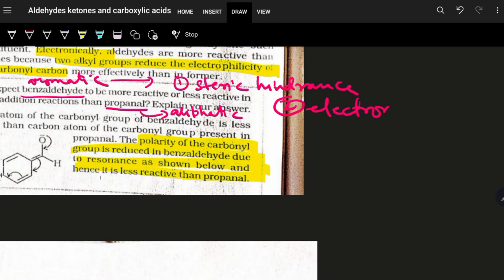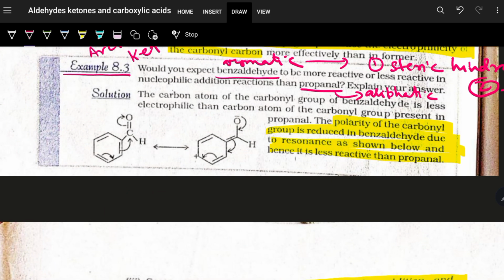In electronic factors, because of the minus R effect, the electron density is moving out of the ring. See, it is coming towards the carbonyl. Why is it coming towards the carbonyl carbon? Because this is delta positive and this is delta negative. So the delta positive carbon will take electron from the benzene ring. So it takes the electron and O minus opens up like this. So electron density is moving out.